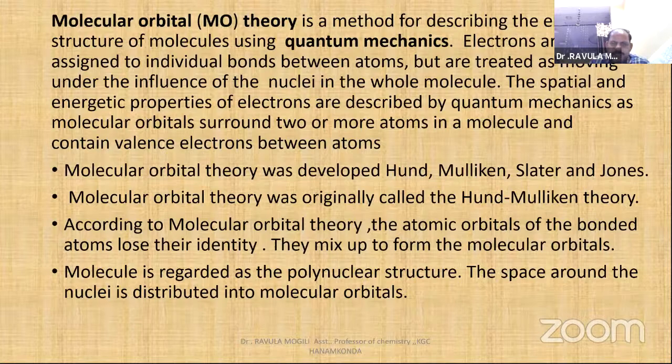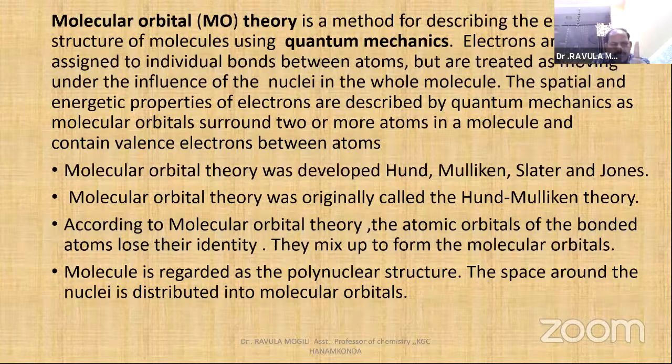According to this theory, in an atom, the electrons revolve around the one nucleus. But in molecular orbital theory, in molecules, all the electrons are associated with all the nuclei in a molecule. This is very, very important.